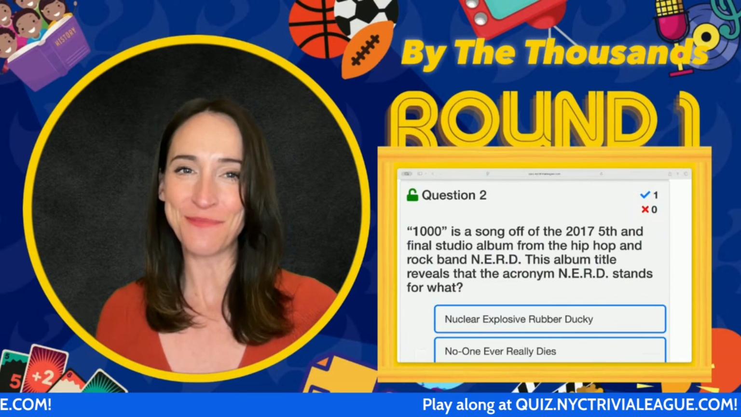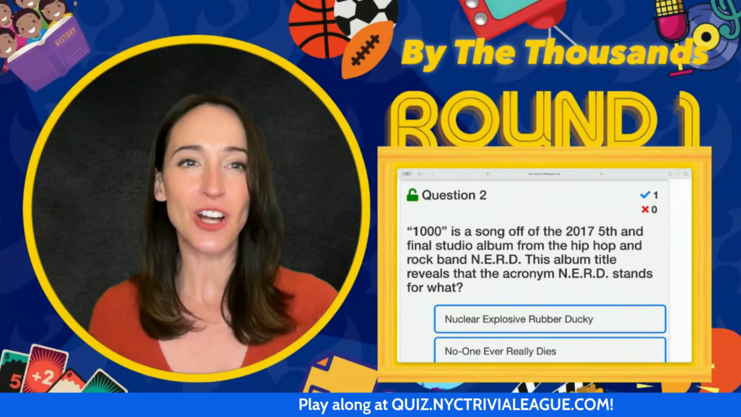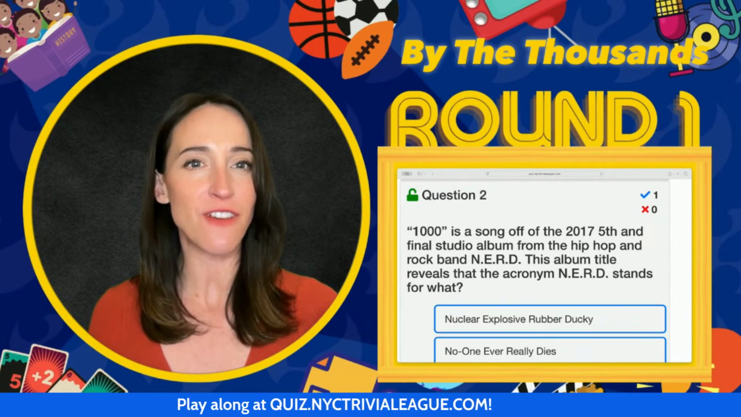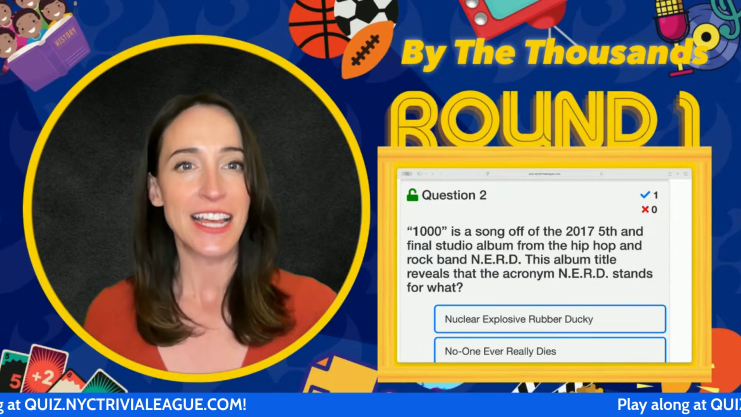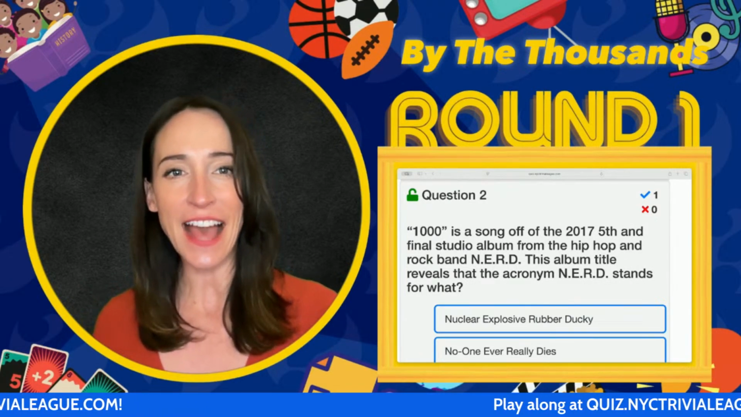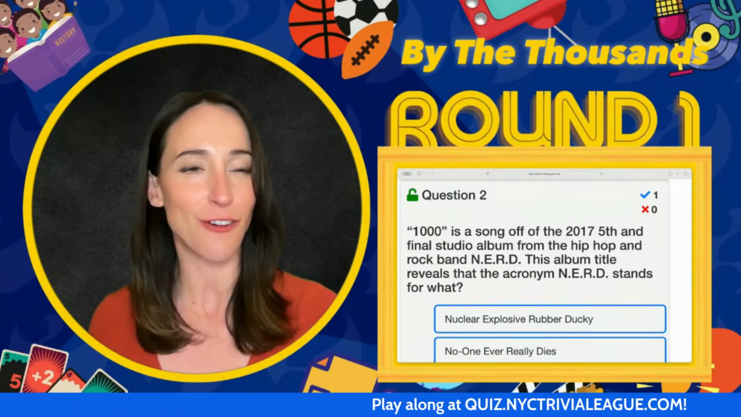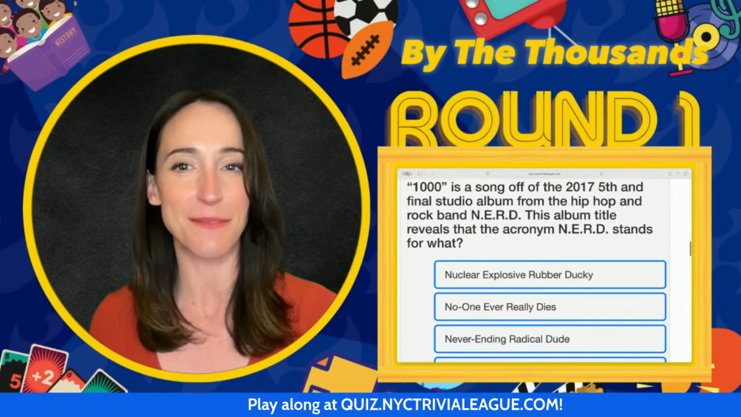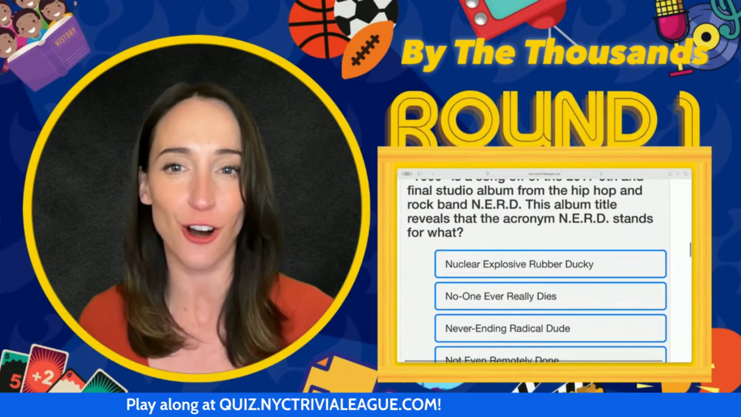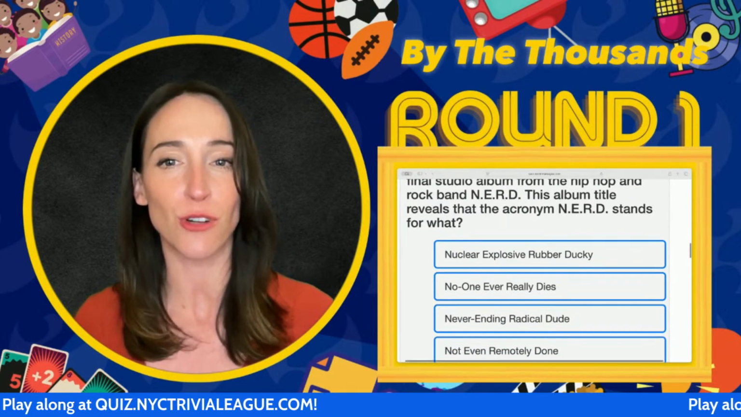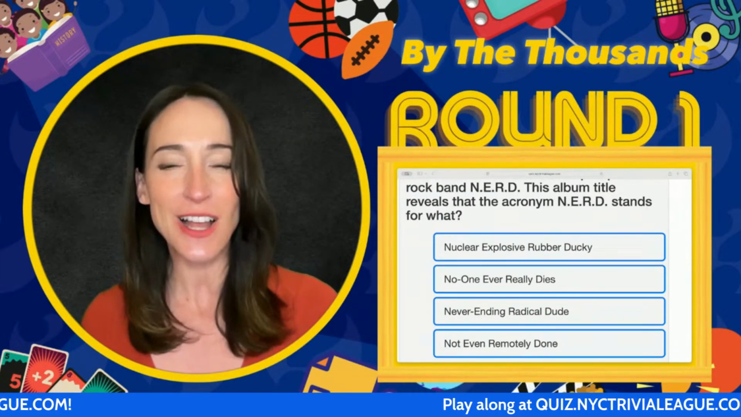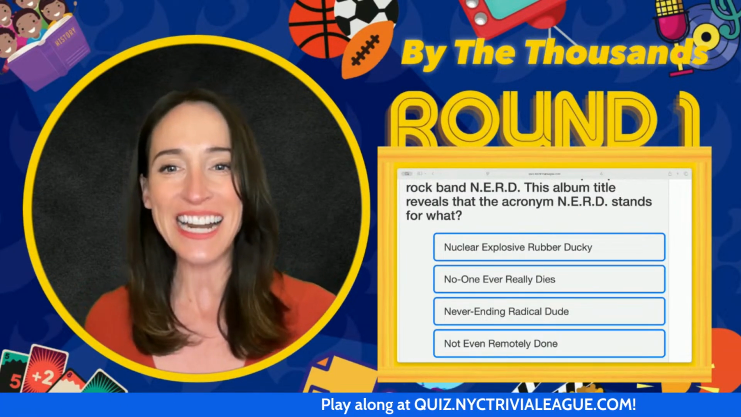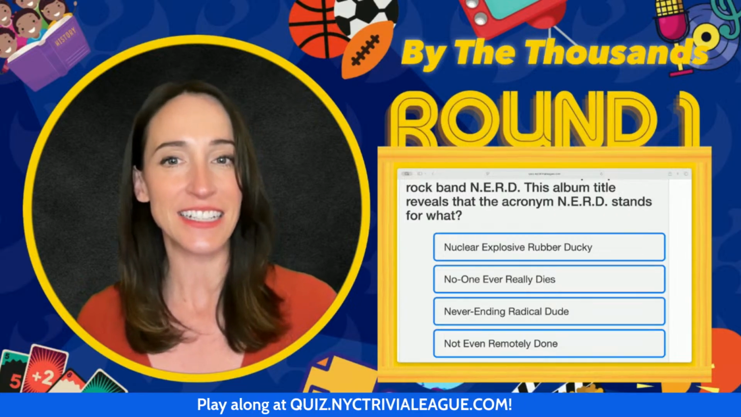Question 2. 1000 is a song off of the 2017 fifth and final studio album from the hip-hop and rock band Nerd. This album title reveals that the acronym NERD stands for what? So we've got some options here. Does NERD stand for Nuclear Explosive Rubber Ducky, No One Ever Really Dies, Never Ending Radical Dude, or Not Even Remotely Done?